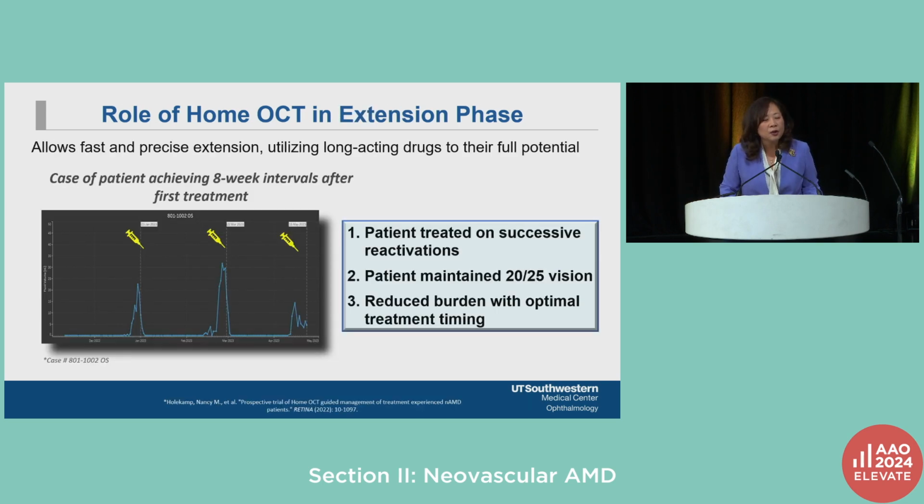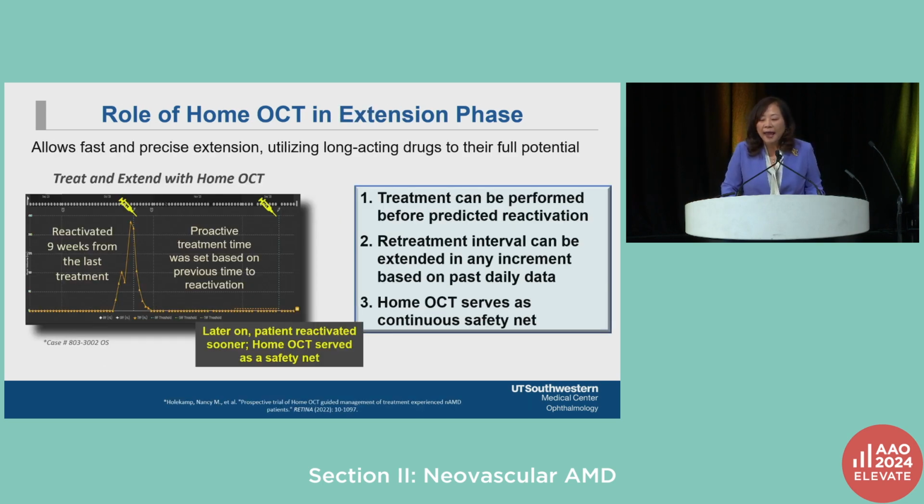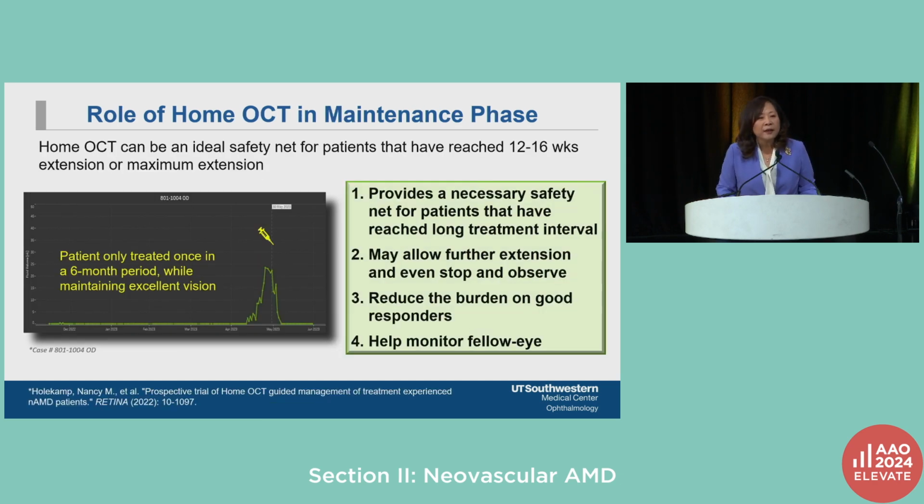We can determine the treatment interval faster, and even withhold treatment if necessary with home OCT, with the understanding that there is a safety net with home OCT that will determine and capture the recurrence of fluid, as well as monitoring not only the diseased eye, but also possible conversion in the fellow eye.